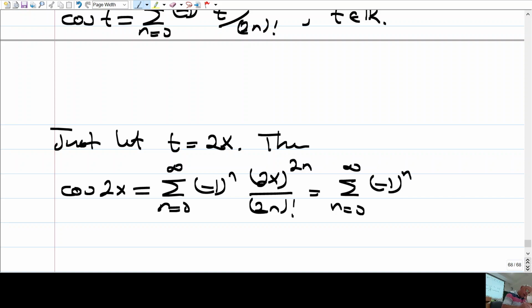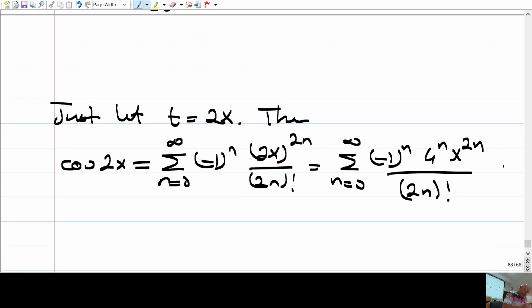So this is just minus 1 to the power n, 4x squared... pardon, that was wrong. Taking the square of 4x, it is 4 to the power n, x to the power 2n, divided by 2n factorial. And again, x is any real number, because t is any real number, therefore x is any real number.